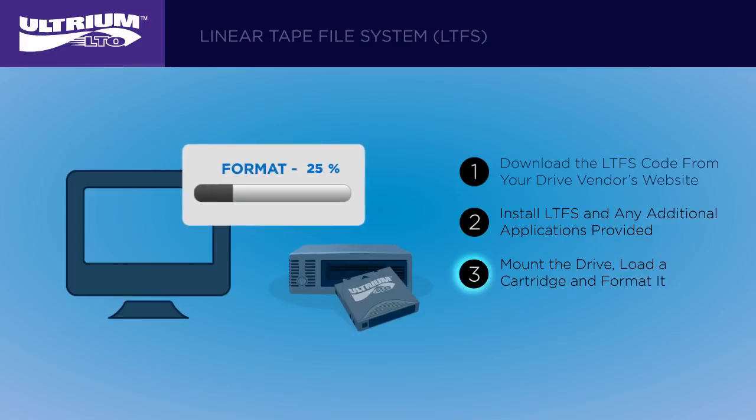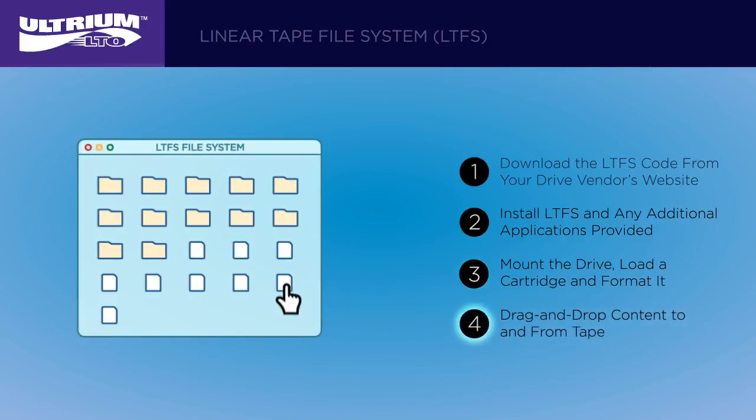Mount the drive, load a cartridge, and format it. The LTFS configurator tools will allow you to do this in a very intuitive way. At this point, you're ready for drag and drop content to and from tape.